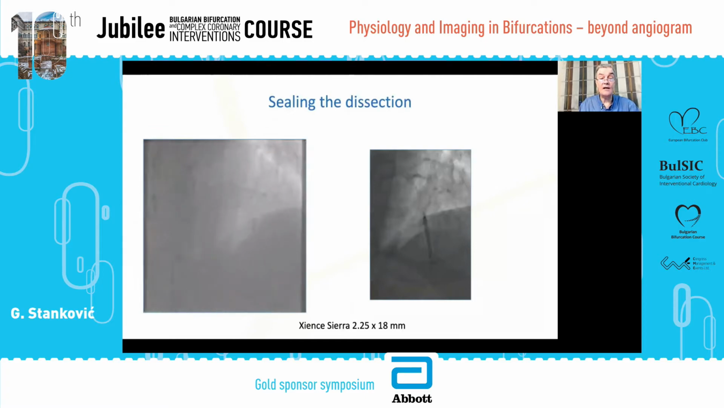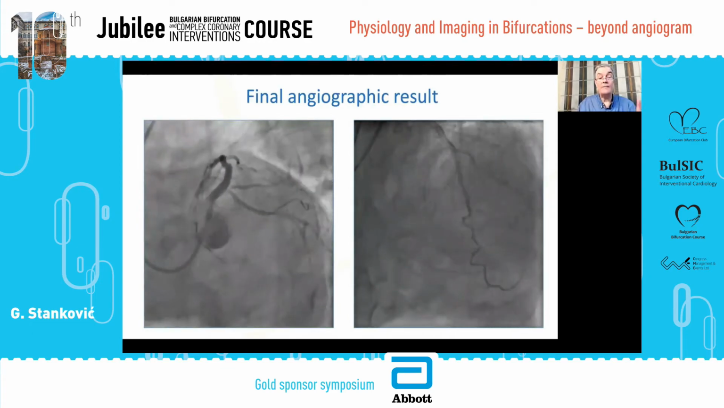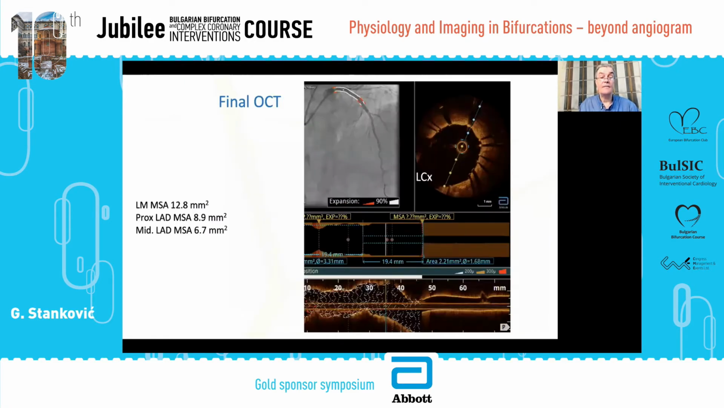So still in the dissection, look how easily the Sierra flows through the implanted stents distally, 2.25 by 18, covers the distal segment, and this is, I'm sorry, the final optimal angiographic result. Final OCT shows stent area of 13 millimeters in the left main, 9 in the proximal LAD, 7 in the mid LAD.